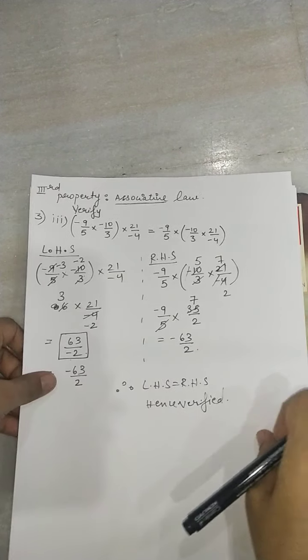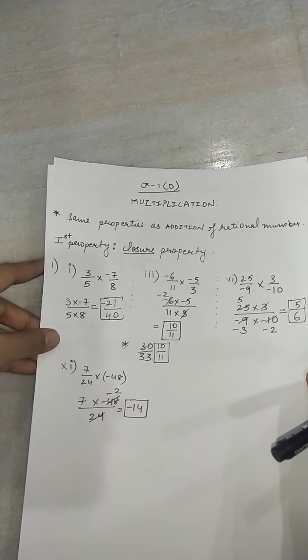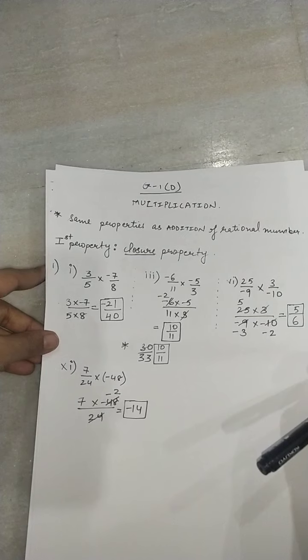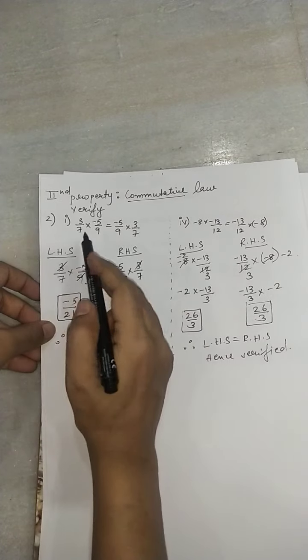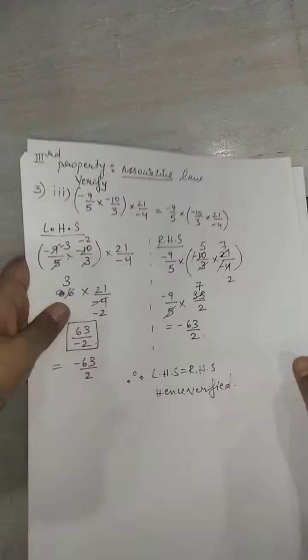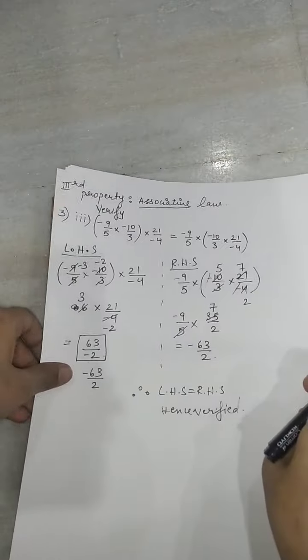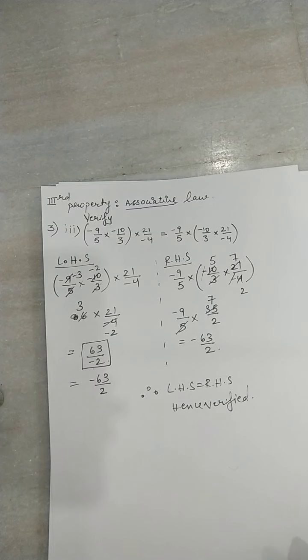I'll revise once again for you the properties. The first property we studied was closure property: multiplication of two rational numbers will give you a rational number only. Commutative law: two rational numbers can be multiplied in any order. And associative law: three or more rational numbers can be multiplied in any order. I've done a few sums for you so that it's easy for you to solve the other parts.